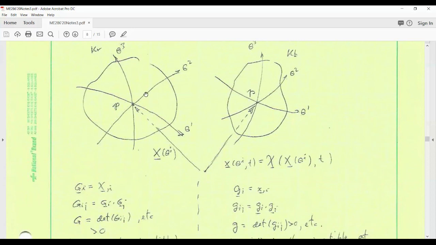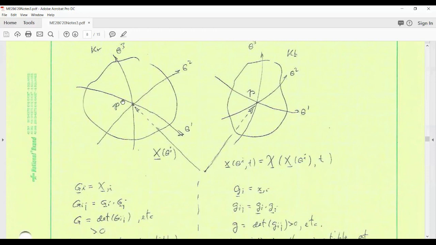Imagine painting a coordinate grid, a curvilinear coordinate grid on the body in its reference configuration. You paint it on the body, then the coordinate lines become material curves. They're associated with a fixed set of mass points lying on the coordinate curves, right? So you can think of the coordinate grid as being painted on the body. As the body deforms, stretches and rotates and changes its orientation and so on, the coordinate grid stretches and deforms with those material points, with those material curves.